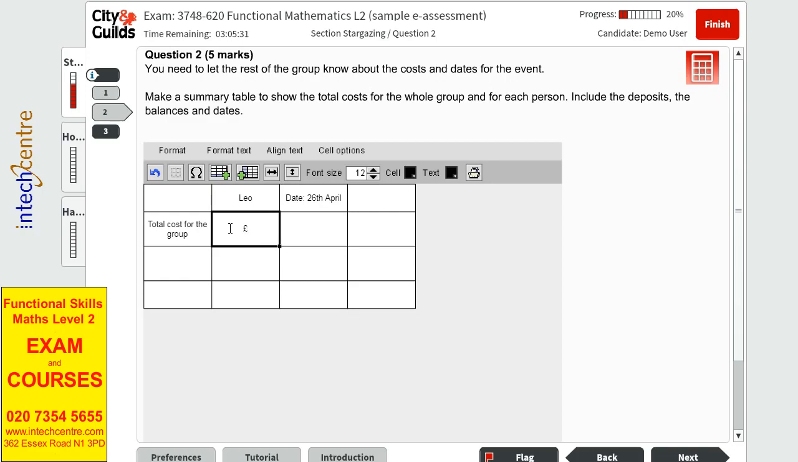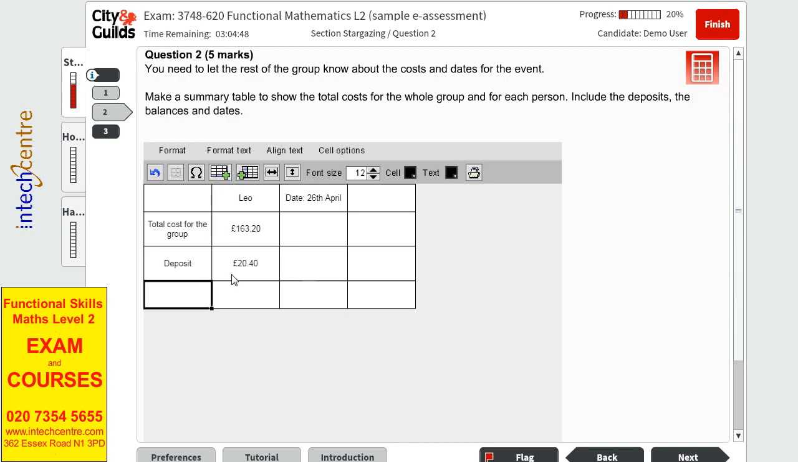Don't forget to put currency signs, so that they know you're still talking about money. If you just put the number in, they won't know what you're talking about. So make sure when it's money that you're putting the correct sign. The total cost was 163.20. Next we have to put the deposit, which is of £20.40.